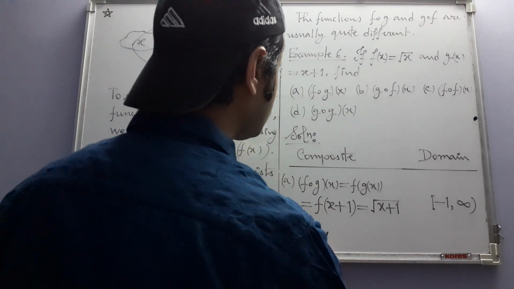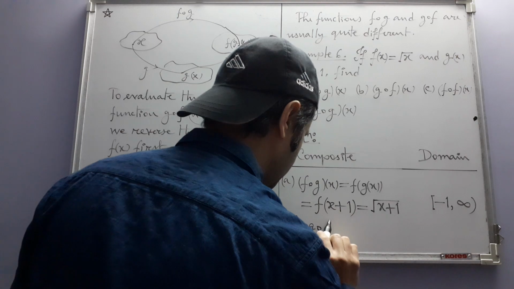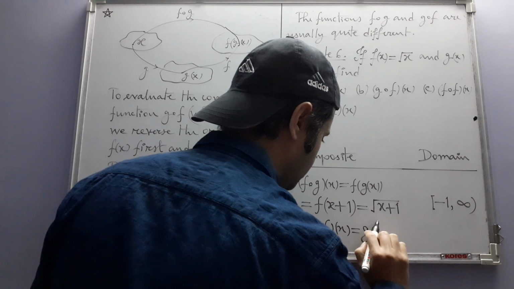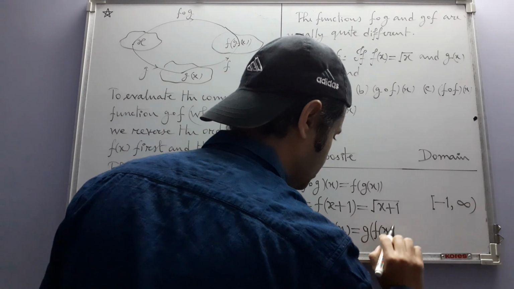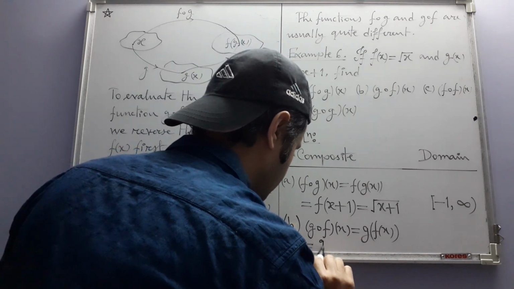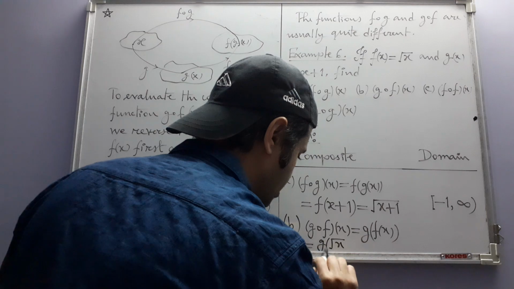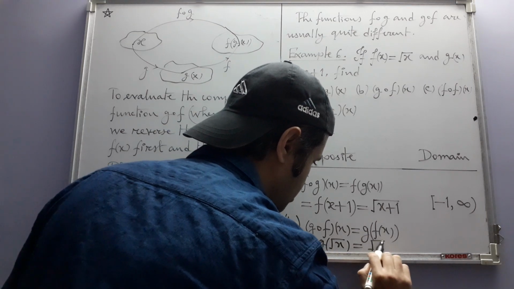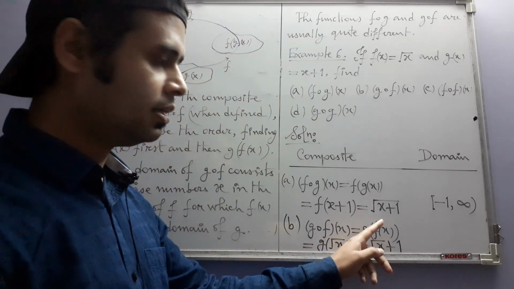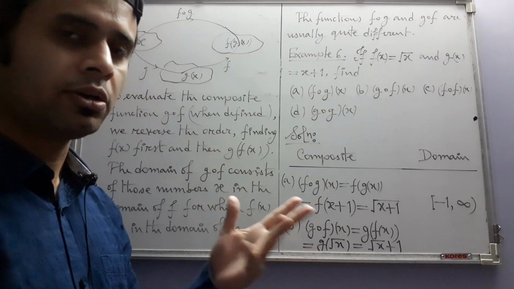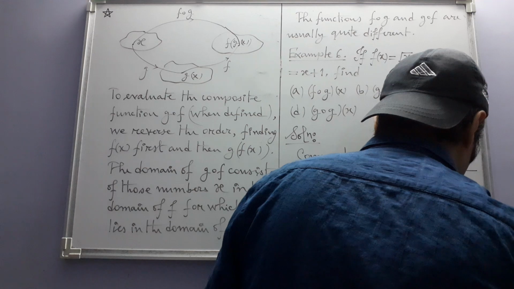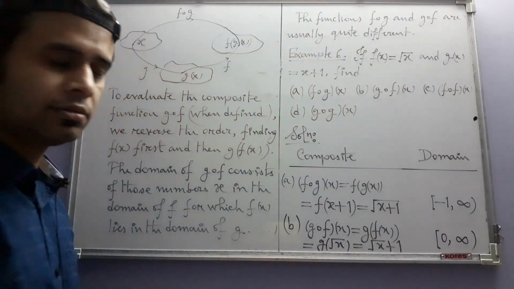B, G composition F of X. So this is G of F of X. So G of square root of X, that means this is root X plus 1. Now this one is even easier than this. X just has to be non-negative, that's all. So the natural domain in this second case is the set of all non-negative real numbers.